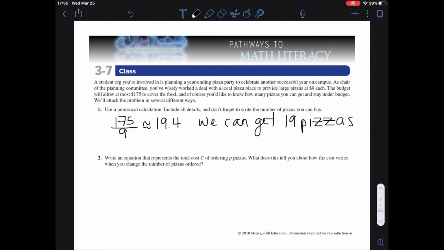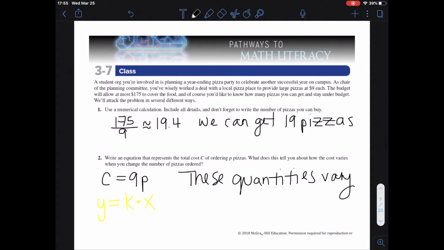Each pizza is $9, so we're letting C equal the cost. It's 9 times the amount of pizzas you order. If you notice this format, we have our y is some constant times the other variable. So these quantities vary directly. So it has that special format. We order no pizzas, it's not going to cost us anything. So it's going to go through the origin.